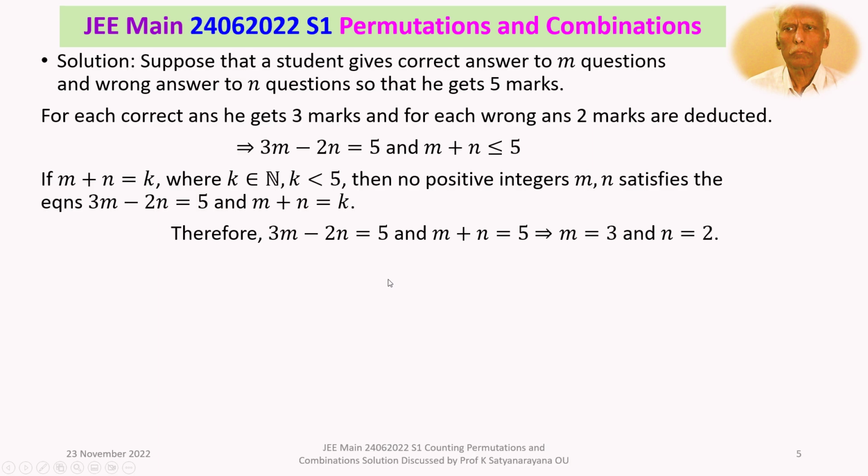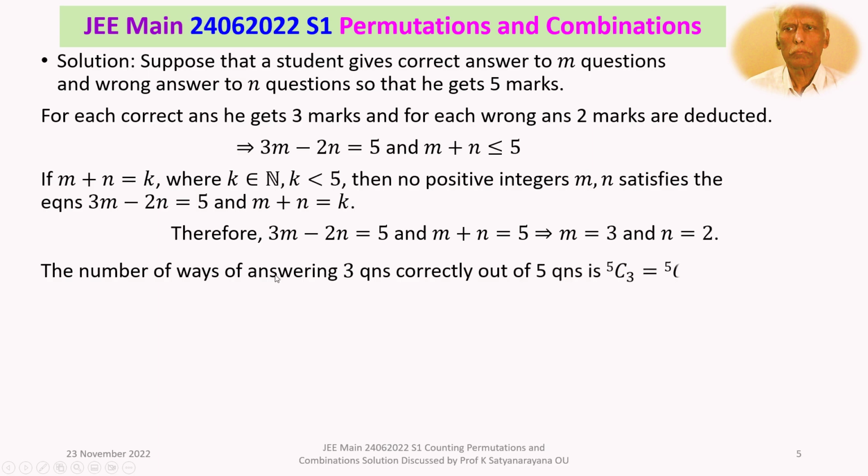Now, the number of ways of answering 3 questions correctly out of the given 5 questions is 5C3, which is equal to 5C2, is equal to 5 into 4 by 2 factorial, that is 10. So the number of ways of answering 3 questions correctly out of 5 questions is 10.